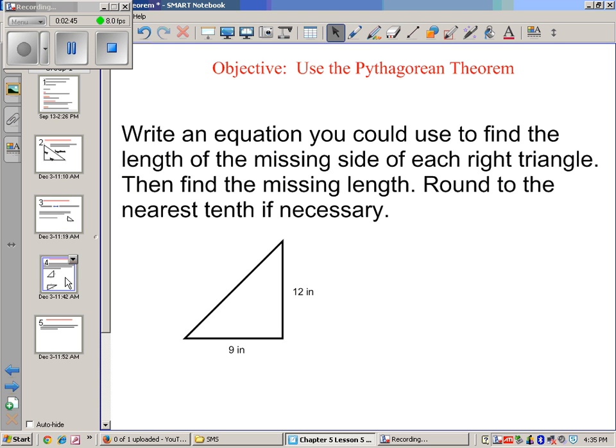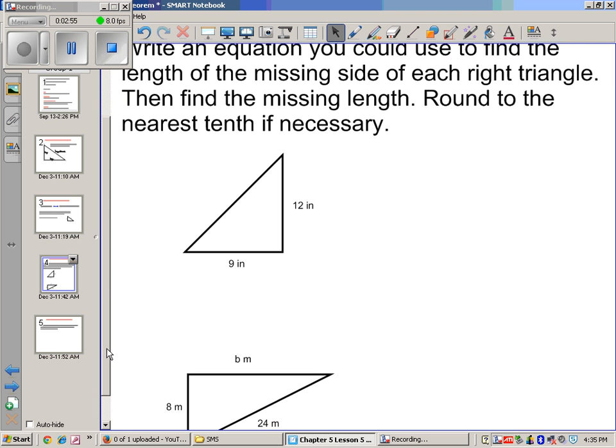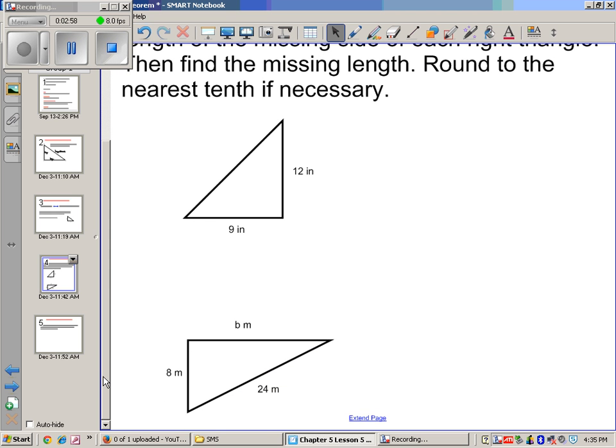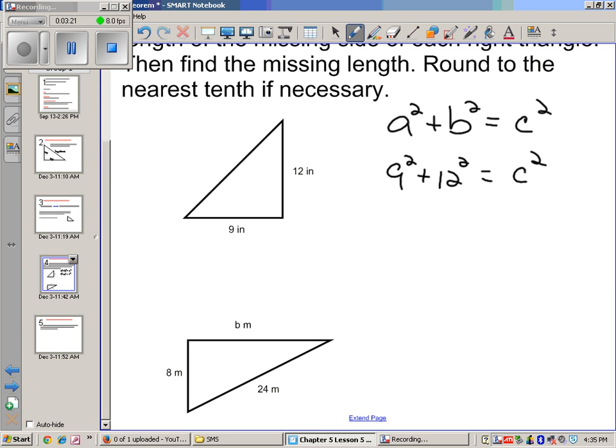Write an equation you could use to find the length of the missing side of each right triangle, then find the missing length. Round to the nearest tenth if necessary. Okay, once again, when you get into formulas, it's easier to write down the formula that you're going to use first, and then fill in what you have. So our formula is a squared plus b squared equals c squared. Okay, once again, our a's and b's are our legs, which we have 9 and 12 inches. So 9 squared plus 12 squared equals c squared.